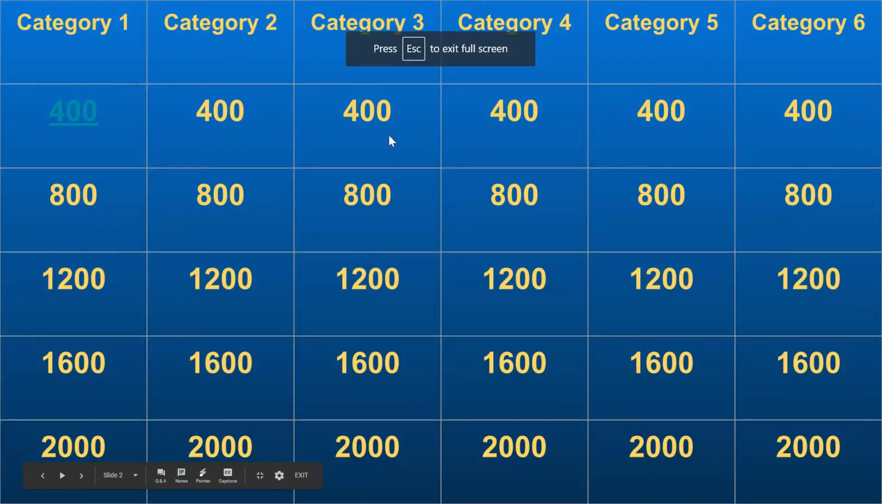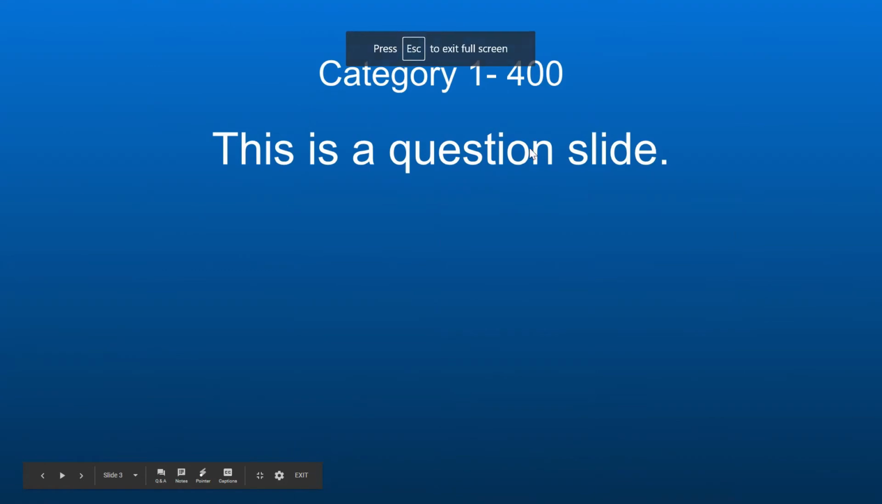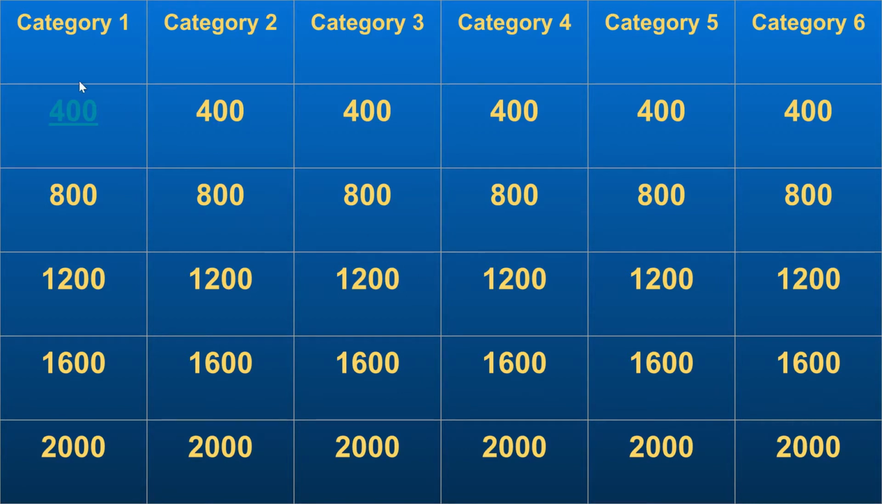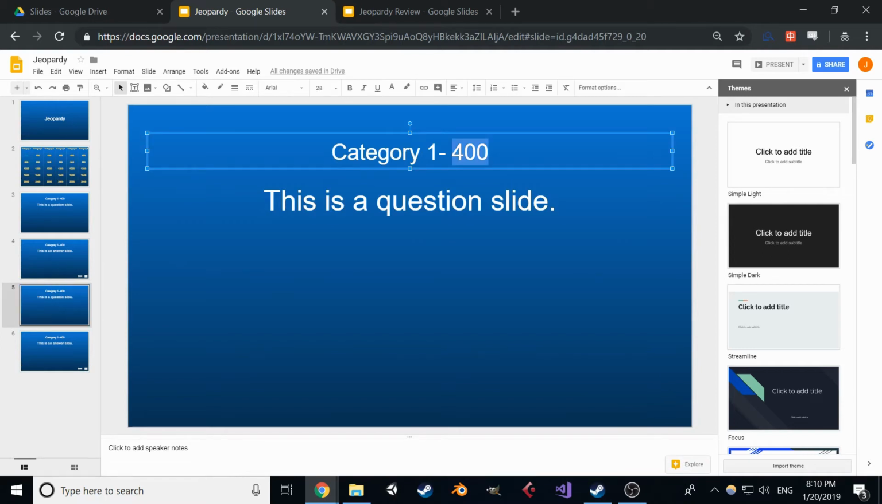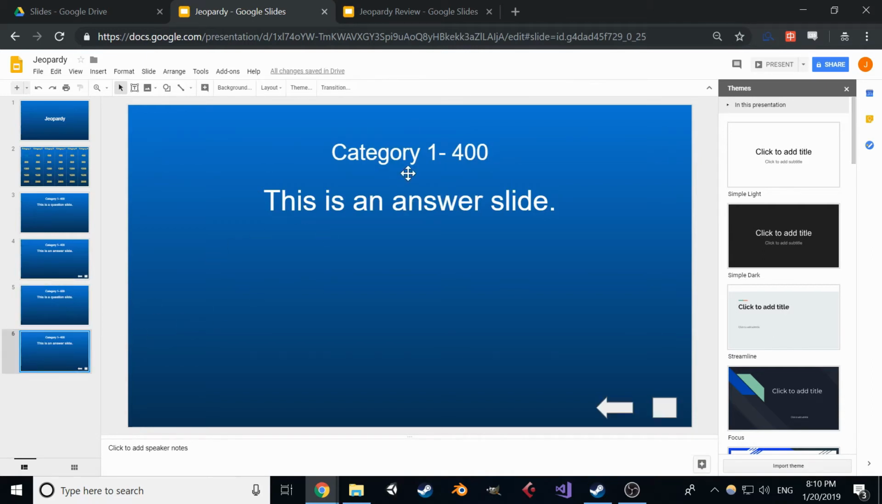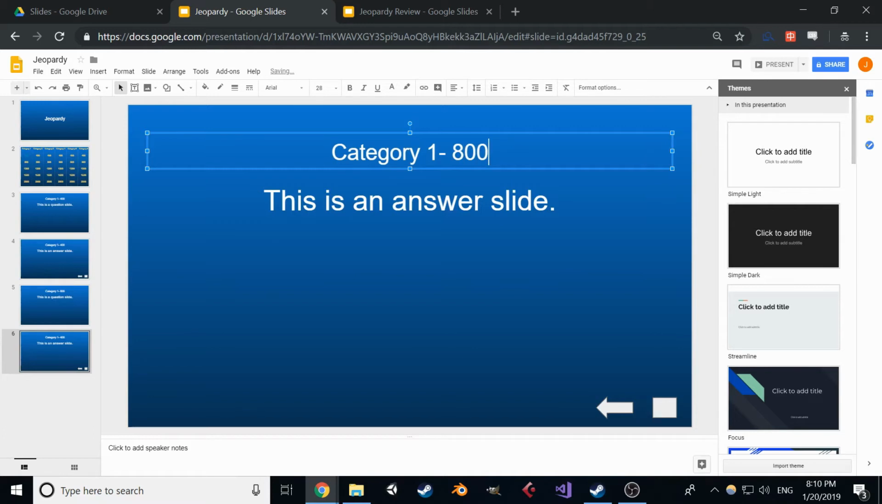So if we go here, we can click question slide. However, let's go back. If we click anywhere, we will go to that question slide. So let's just make a few more so we know that this is working and make sure the flow is working. So I'm just going to copy a question and answer slide, Control C, Control V, and this will be category 1, 800, question, category 1, 800, answer.